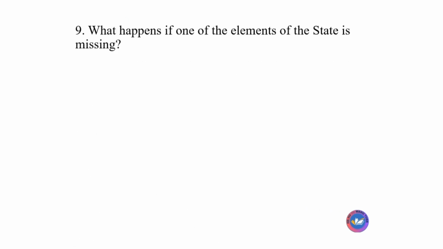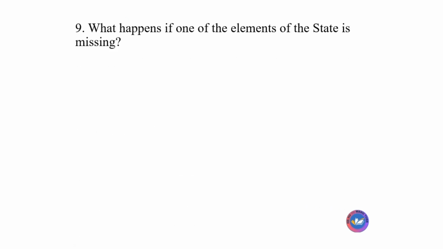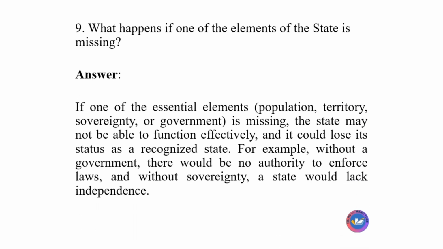Question number 9. What happens if one of the elements of a state is missing? The answer will be, if one of the essential elements from population, territory, sovereignty, and government is missing, the state may not be able to function effectively, and it could lose its status as a recognized state. For example, without a government, there would be no authority to enforce laws, and without sovereignty, a state would lack independence.